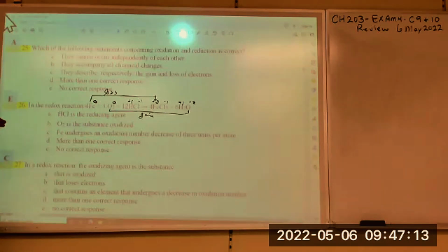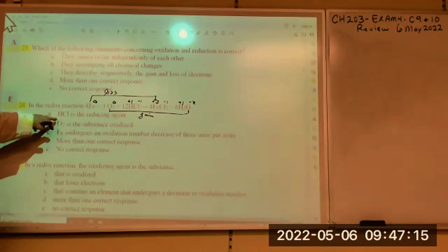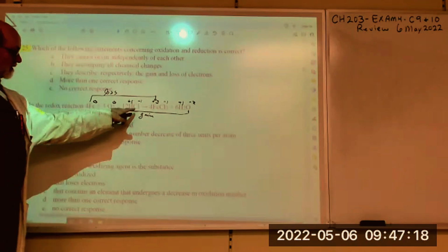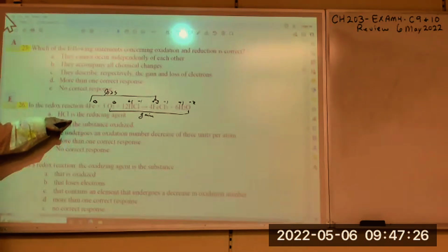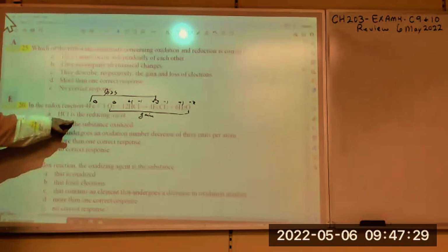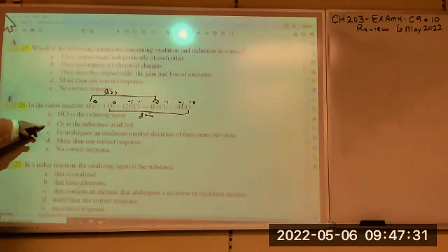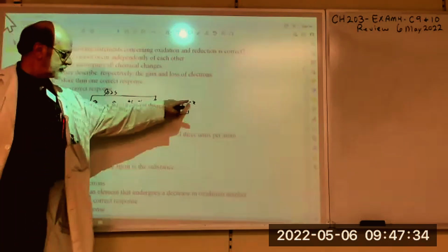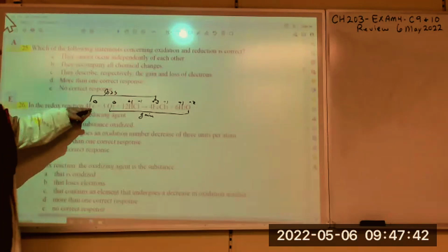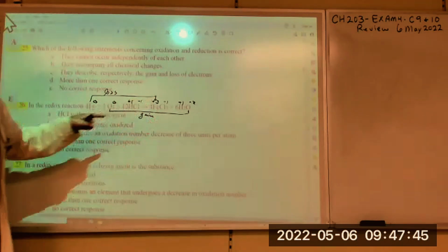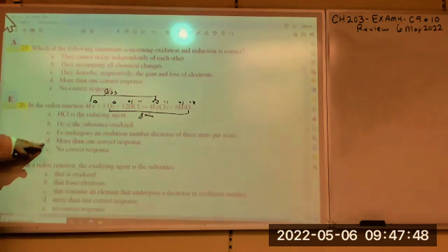Now we can look for the answers. HCl is the reducing agent. Is HCl? No. Nothing happens to HCl. Okay? It can't be a reducing agent or oxidizing agent because it didn't change at all. Oxygen is the substance oxidized. Nope, it's reduced. Okay. Iron undergoes an oxidation number decrease of 3 units per atom. Now it's an increase from 0 to +3. More than one correct answer? No correct answer. Right.